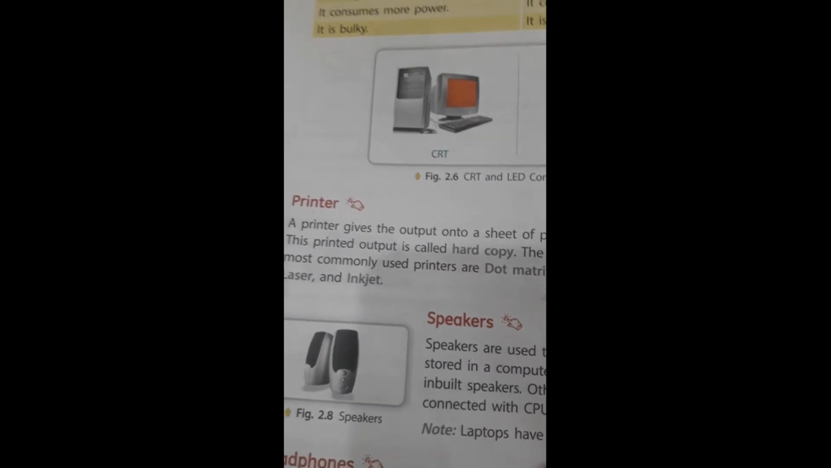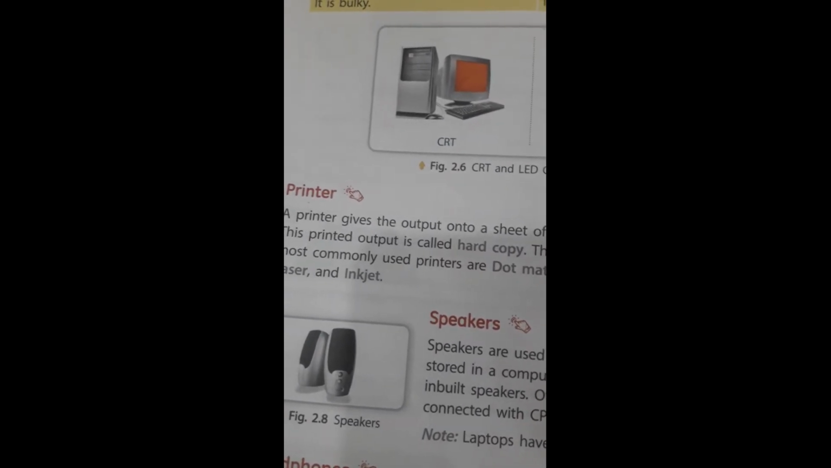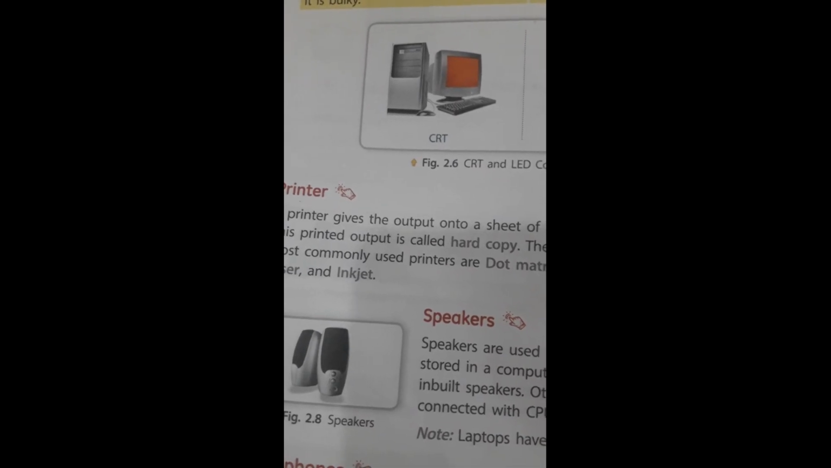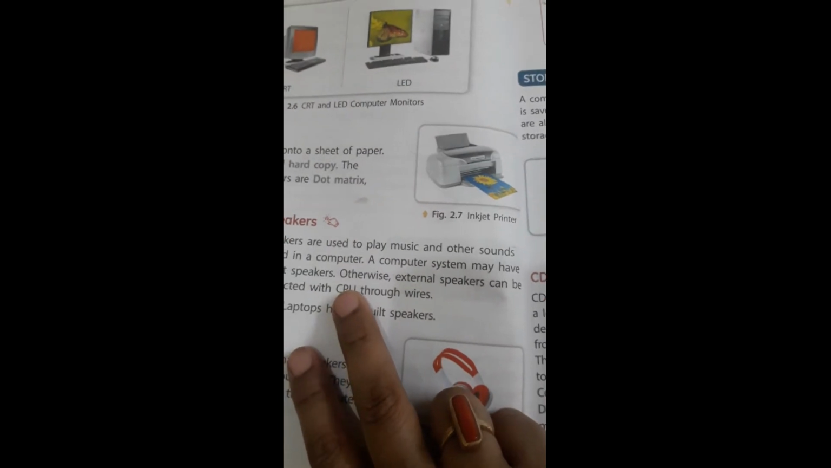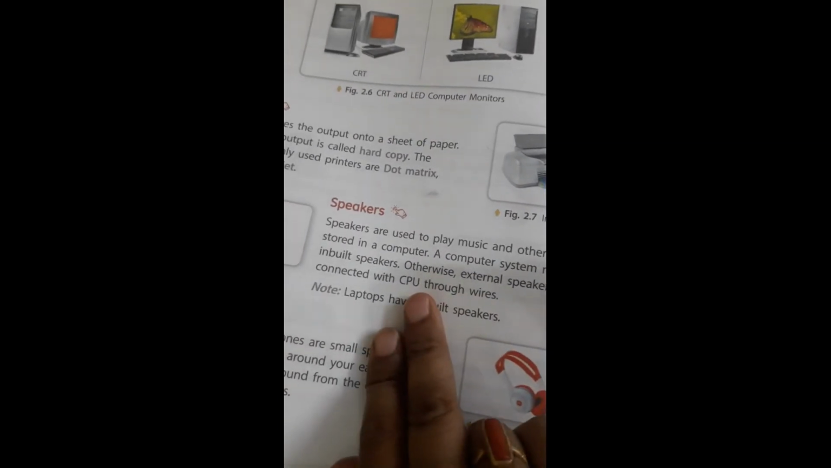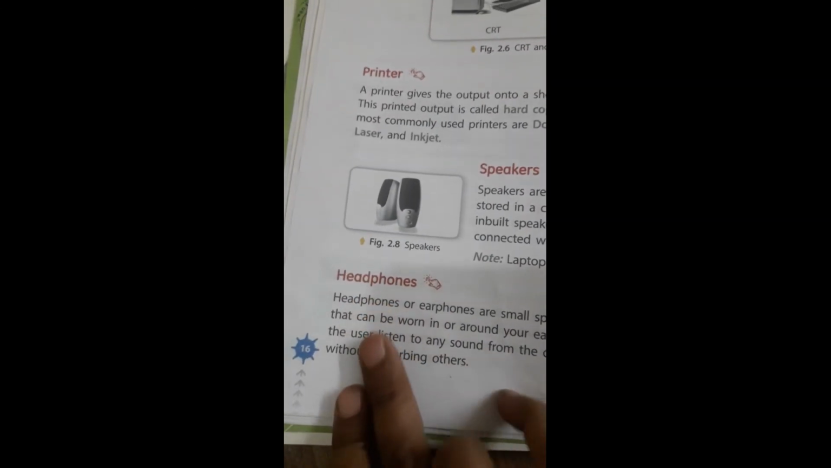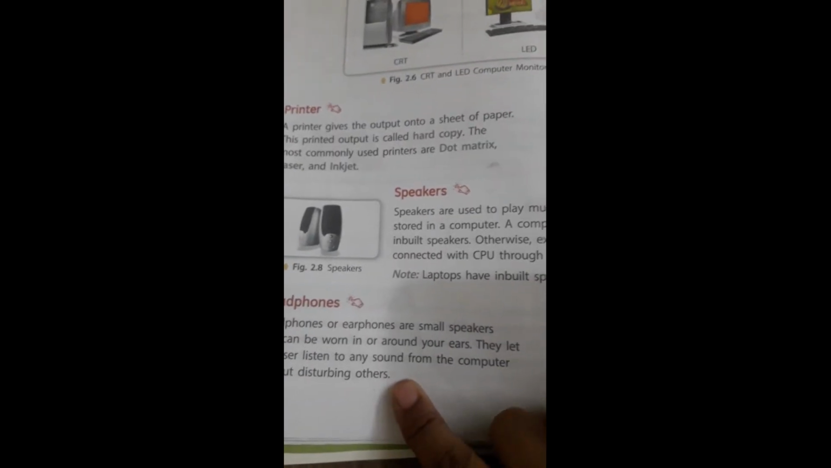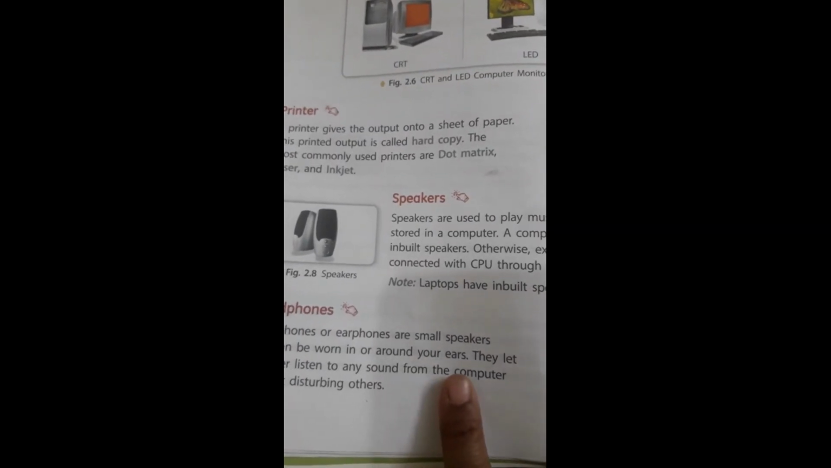Speakers are also an output device. Speakers are used to play music and other sounds stored in a computer. A computer system may have inbuilt speakers. Otherwise, external speakers can be connected to the CPU. Now, headphones or earphones are small speakers that can be worn in or around your ears.